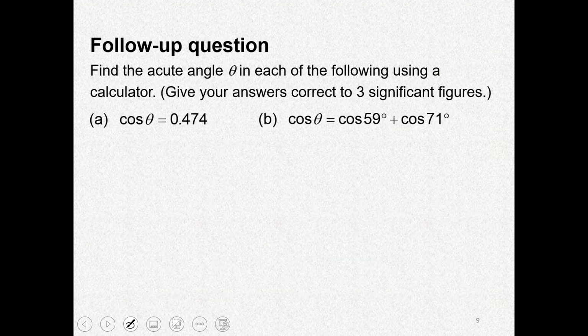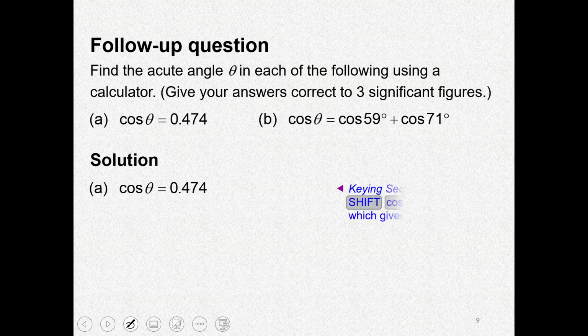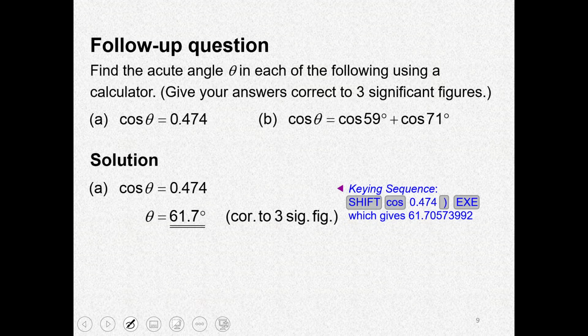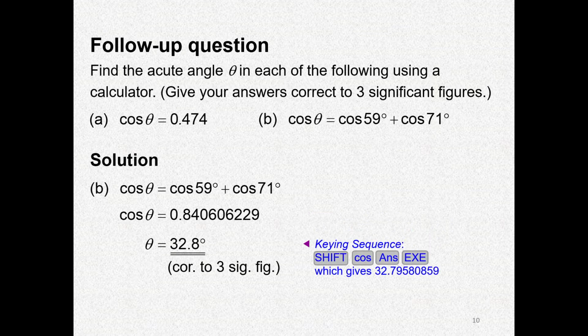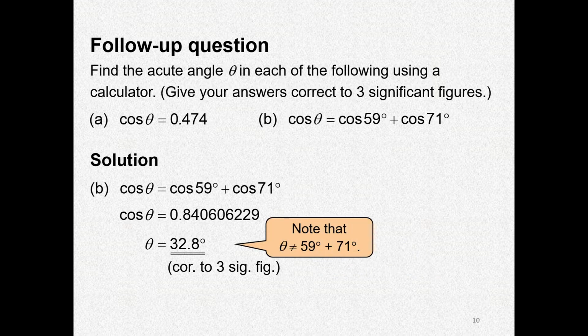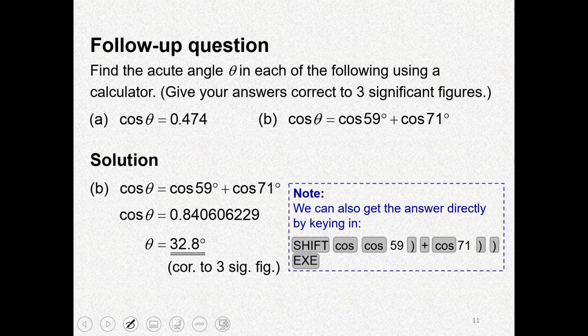So next, how about cosine? For part A, we can find out the answer should be 61.7. And then for part B, once again, first of all, you can find out the value of the right hand side first, and then you can find out the value of theta using the shift button and cosine button. And as you can see, theta is not directly equivalent to 59 degrees plus 71 degrees. Or you can also directly find the answer using the following keying sequence.